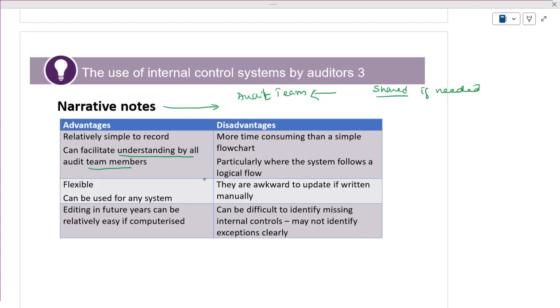It is relatively simple to record. It can facilitate understanding by all team members. It is going to be very flexible. It can be used by any system, and you can do auditing and editing in future years.